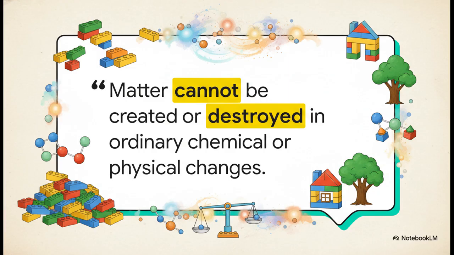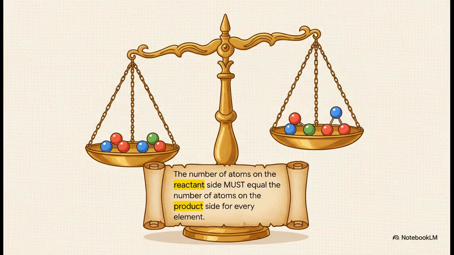Think of it like a set of Lego bricks. You can take them apart and build something totally new, but you still have the exact same number of bricks you started with. And because of this universal law, every single chemical equation has to be balanced, just like our scale from the beginning. This is it. This is the final clue we need. It means the number of atoms for each element on the left side of that arrow has to perfectly equal the number on the right side. It's like a perfect accounting system where absolutely nothing gets lost.